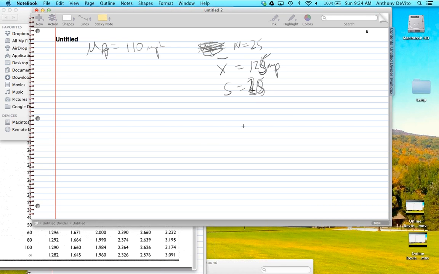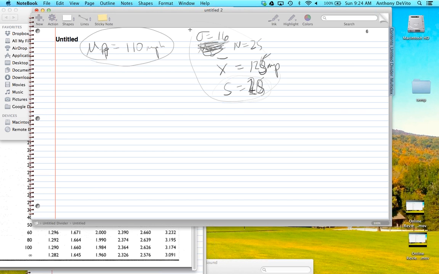Okay, well, let's go back here, and instead of looking at this, let's say that I knew that the standard deviation for all European sports cars was known to be, let's say, 16 miles per hour. Let's say that it was known to be the case.